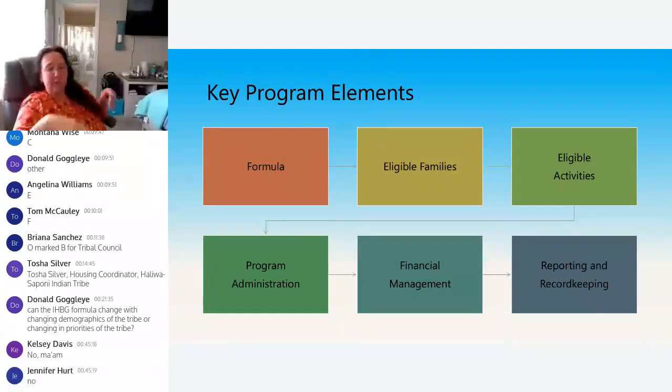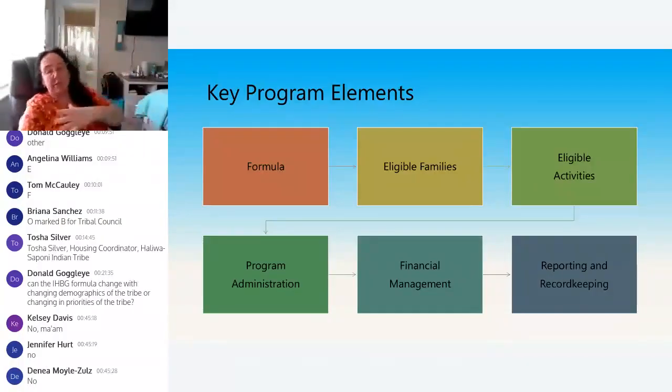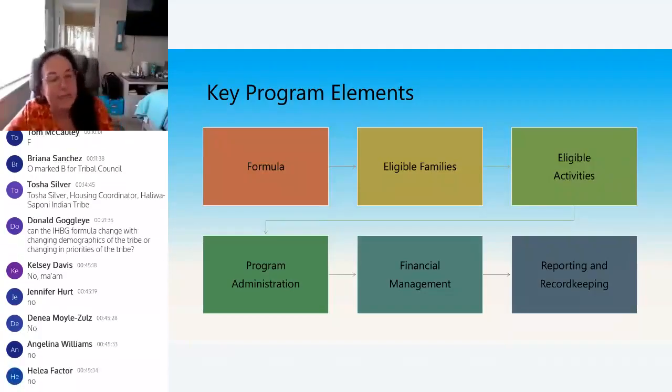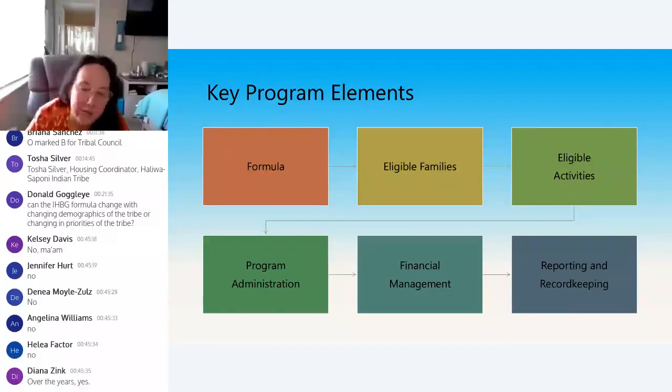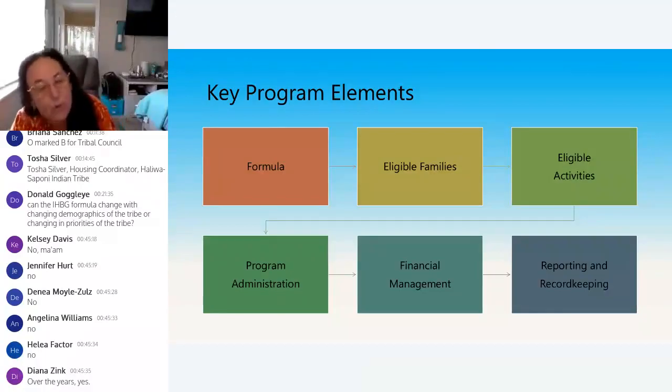If you would. And then I'm going to start talking about our key program elements: our formula, our eligible families, our eligible activities, the program administration, financial management, and our reporting and record keeping. See, guys, you've got to get on there. If you do nothing else, get into 1 and 2 and pull those down.